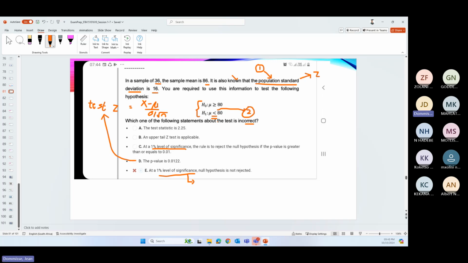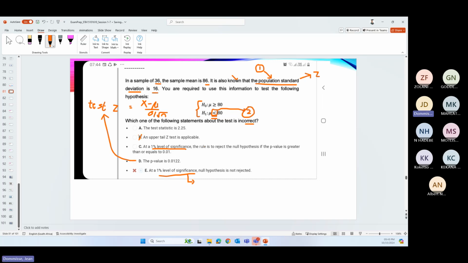Okay, so here it is smaller. So we are working with a lower tail test, because they tell us the mean is smaller than 80. That tells us we're looking at the lower tail.